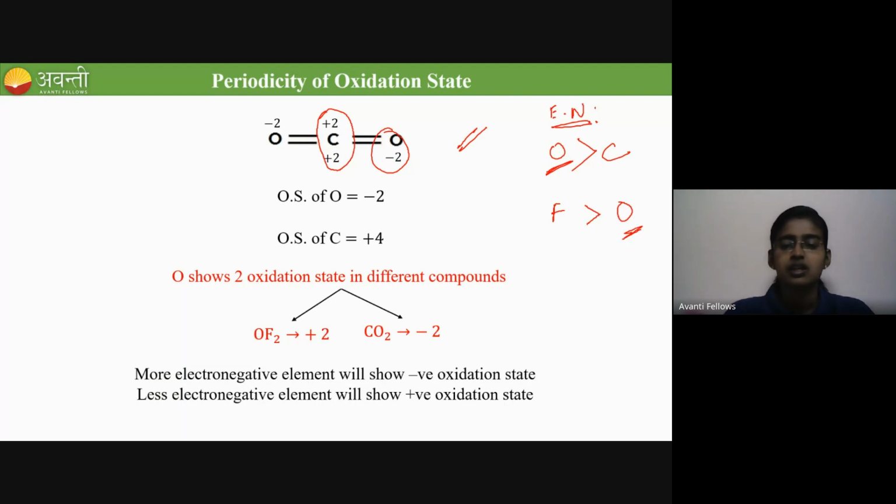Got it? Is it clear, Virendra? Any doubt from the periodicity of oxidation state that we have discussed now? No doubt? Okay.